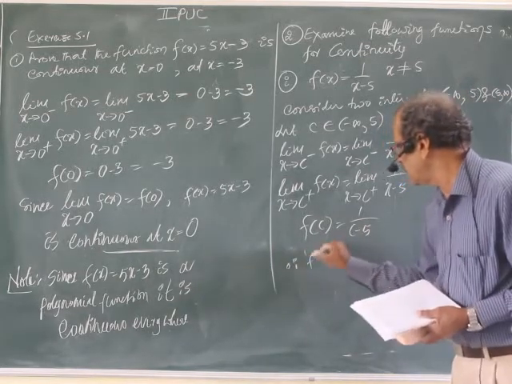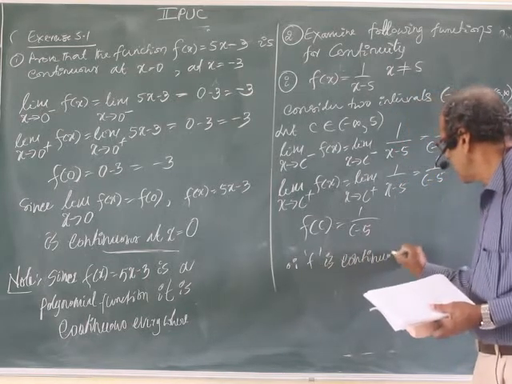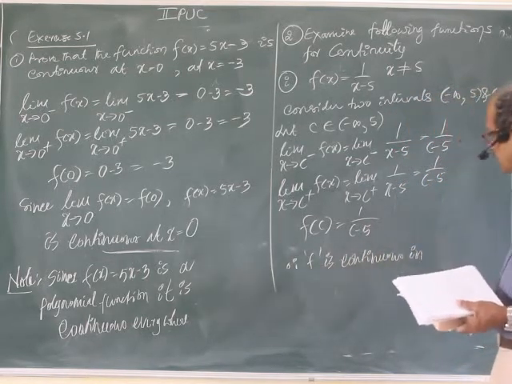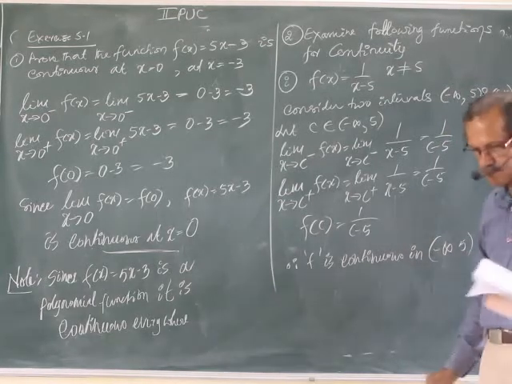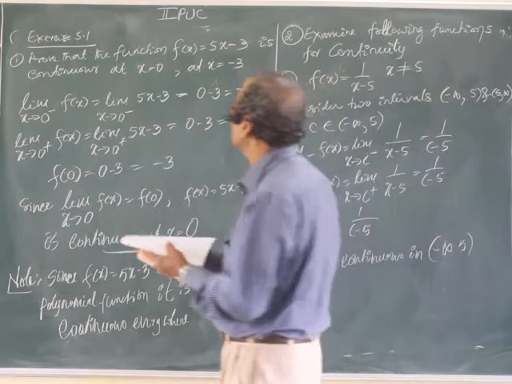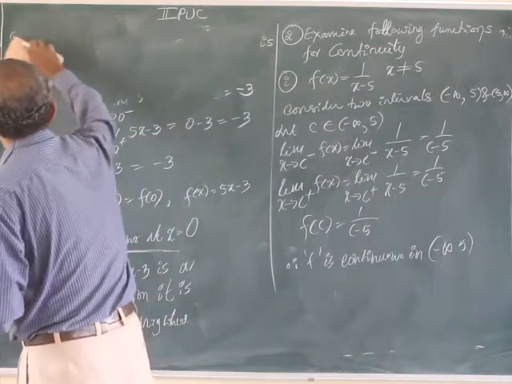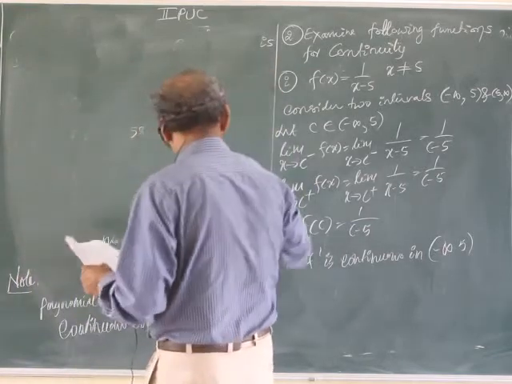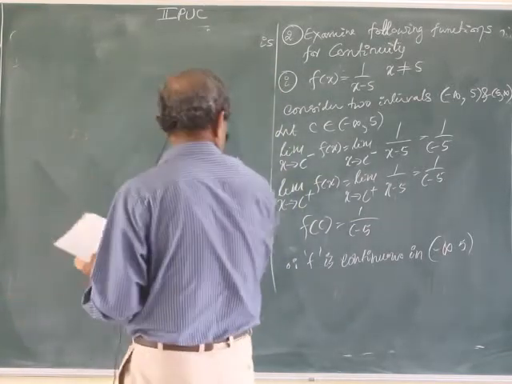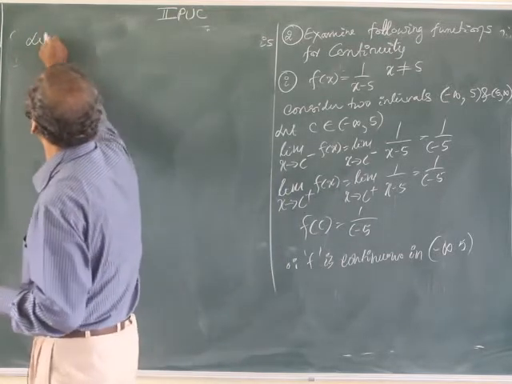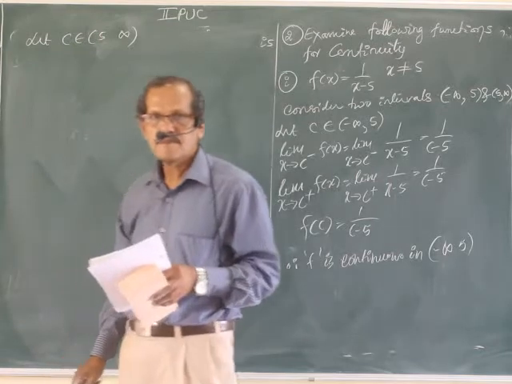Therefore, f is continuous in minus infinity to 5. Next, 5 to infinity let me take. Let C be another number in the next interval. Let C belong to 5 to infinity.